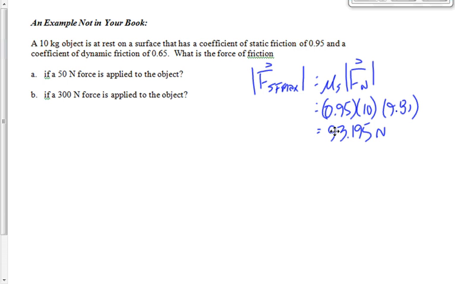Now, what's the value of friction? First of all, let's identify that it's static friction.